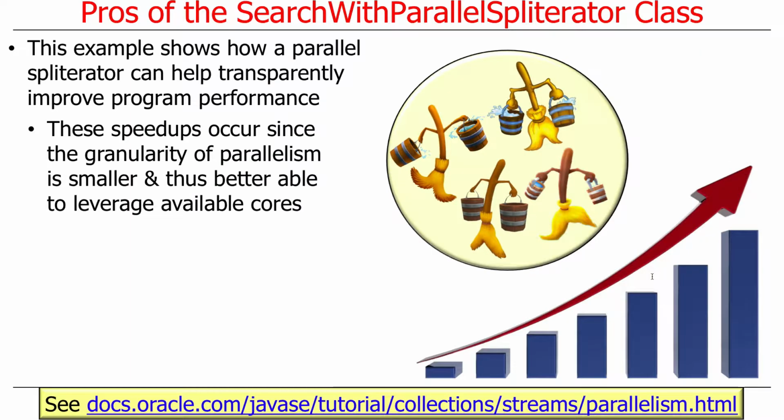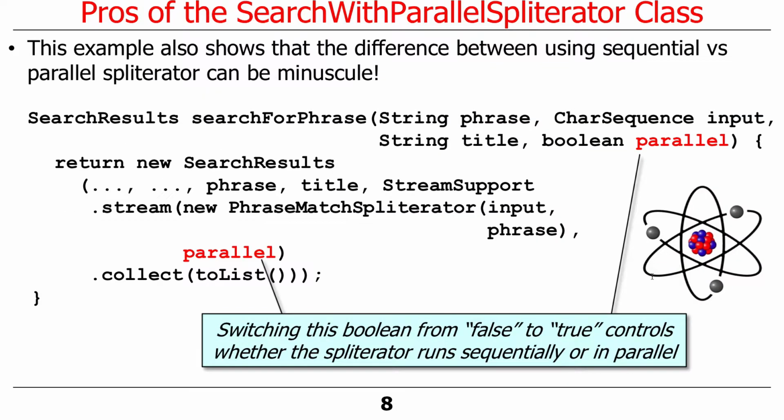Why do we get a speedup? The reason we get a speedup is because there is finer grained parallelism, which means that we have more things that can run in parallel, and therefore the cores that we've got will be kept busier. And that's the name of the game: keeping the cores busy. If you keep the cores busy, life is good.